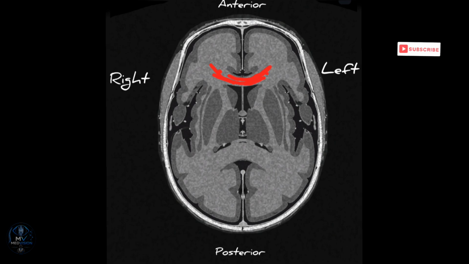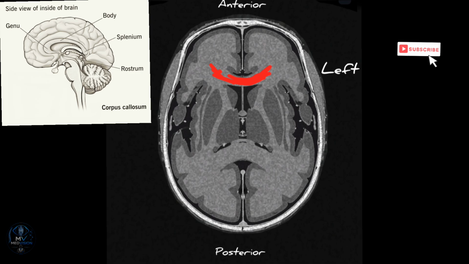It is the largest commissural white matter tract of the brain, and it connects the corresponding areas of the right and the left cerebral hemisphere and allows information to pass between them. From anterior to posterior, it is divided into the rostrum, genu, body, and the splenium. This is called the genu of the corpus callosum, and inferiorly, this is called the splenium of the corpus callosum. This is the part of the splenium of the corpus callosum.